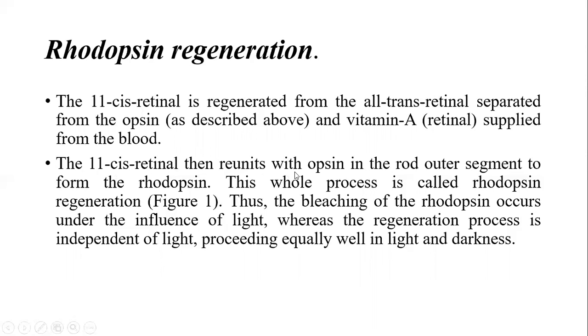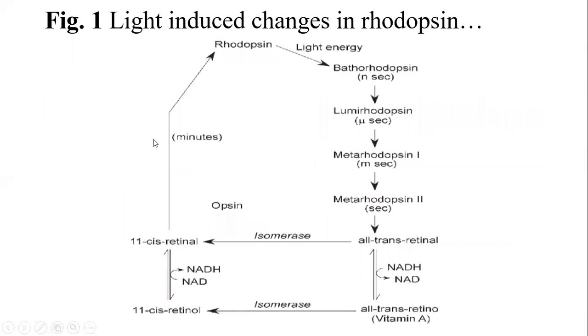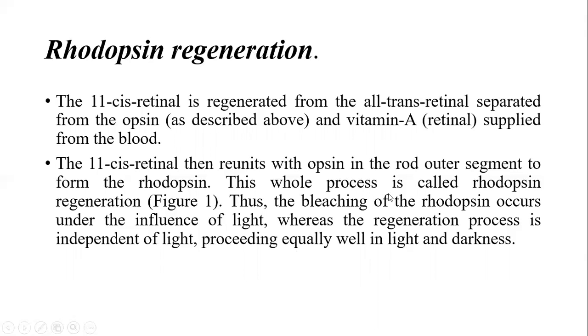11-cis retinal then unites with the opsin in the rod outer segment to form rhodopsin. Then again they mix with the opsin and produce rhodopsin. That is the common process afterwards. So from there, opsin again binds and produces the rhodopsin. The whole process is called rhodopsin regeneration.